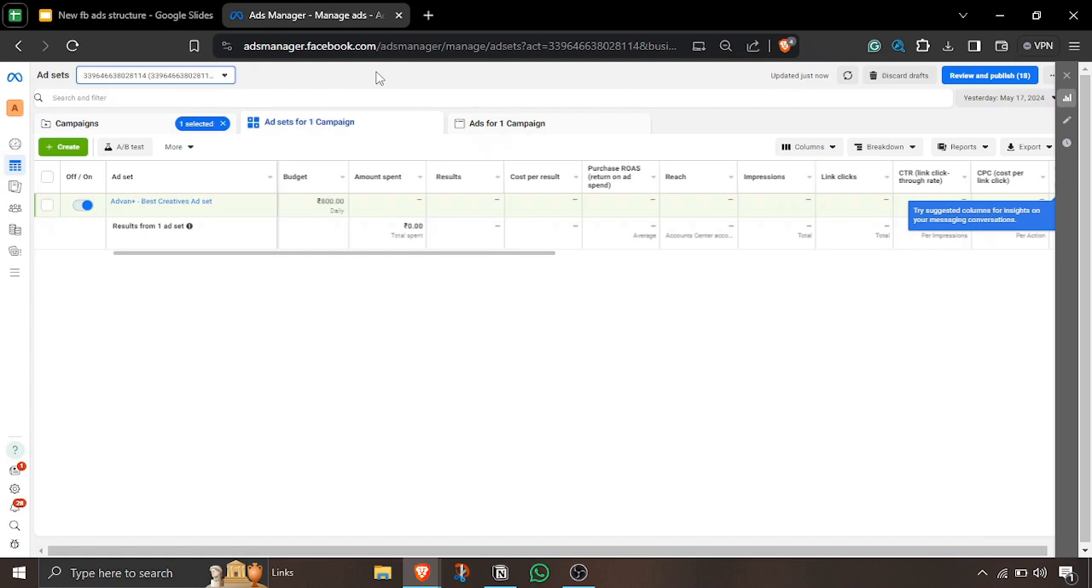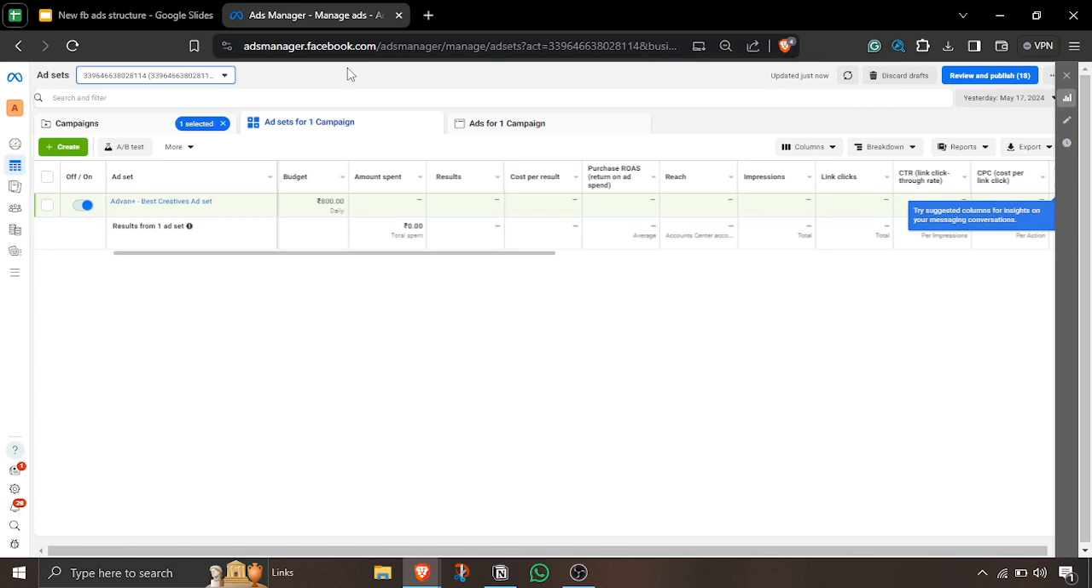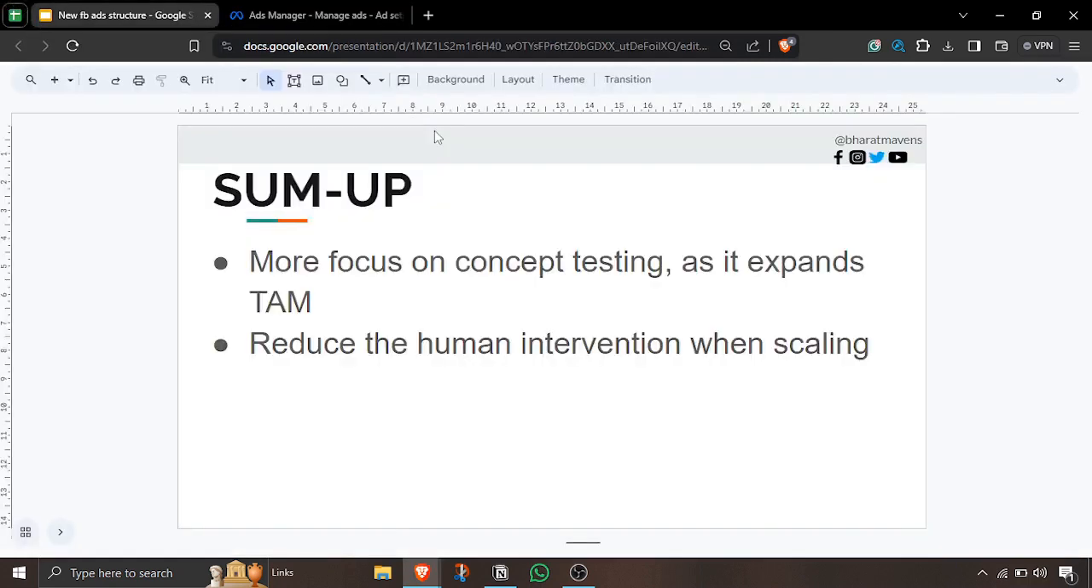So this is how our new ad account structure is right now, where concept testing is more defined and creative testing is less, because we want to test more concepts. That's what our philosophy has been recently. Now, to sum up: more focus is on concept testing, and reduce human intervention when scaling. It's cost cap based, where human intervention is minimal, and hence we can maximize the potential and effectiveness of the campaign and performance.